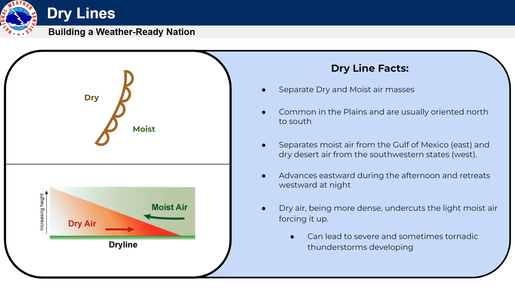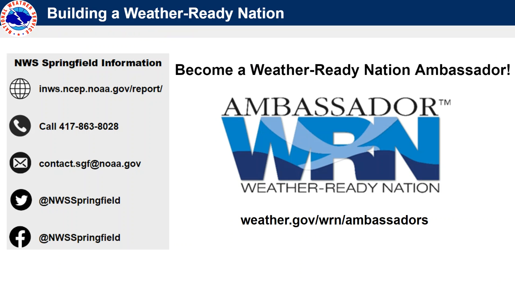Now, dry air is more dense, and it's able to undercut the moist air, and it forces that up. Therefore, this typically leads to a clash of air masses where strong to severe thunderstorms develop along dry lines. And we typically see a lot of tornadic thunderstorms develop along these dry lines.